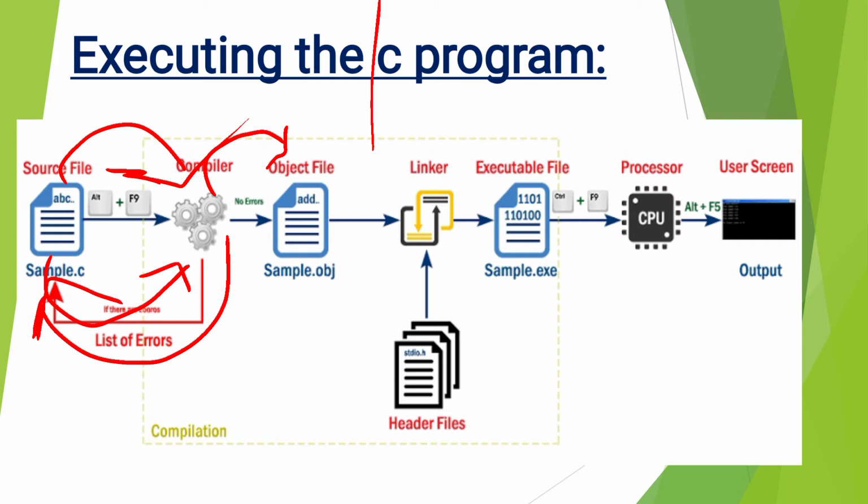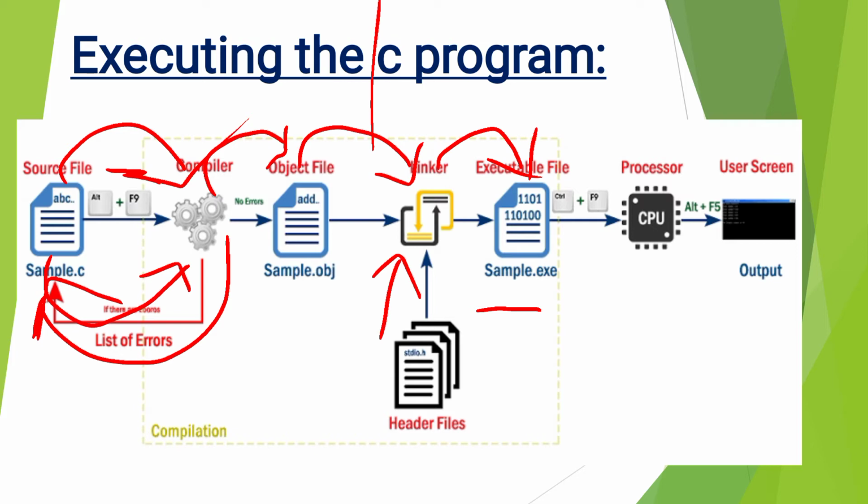This object file is passed to the linker. The linker's job is to link the header files into our program, and then our object file, this sample.obj file, is converted into an executable file. Now our sample.obj becomes sample.exe. Now our file is ready to be executed. .exe is the extension for executable files. That means our program is ready to be executed.